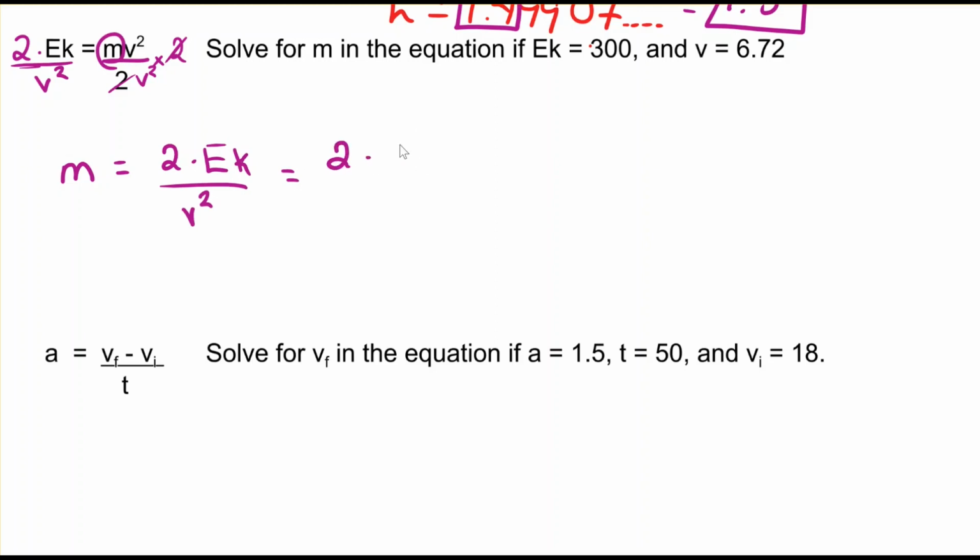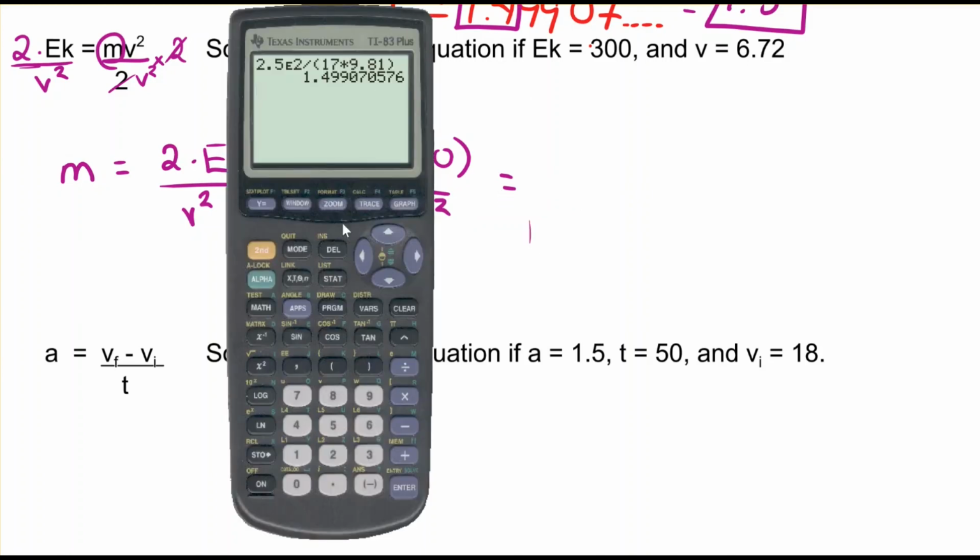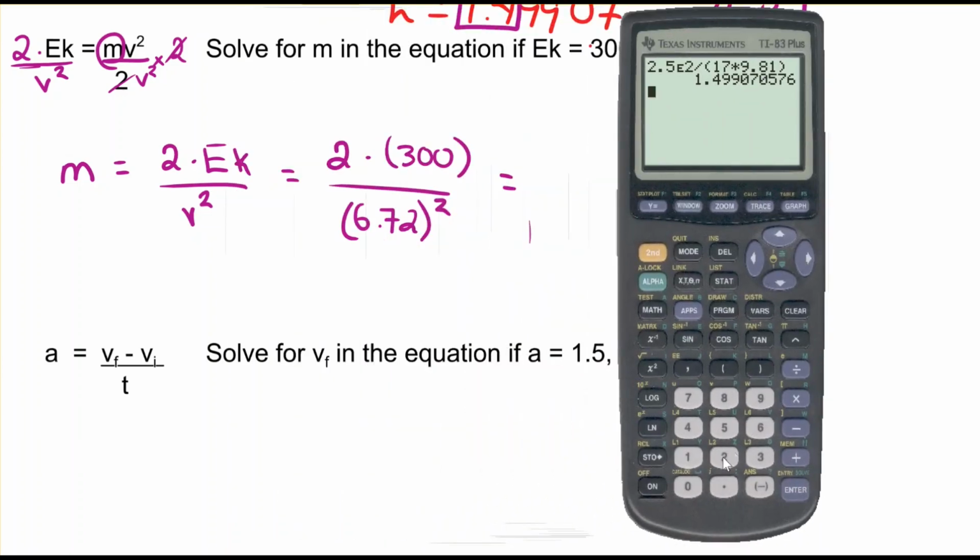So 2EK, we know what that is, that's 300. We know V is 6.72, and it's being squared. So let's go ahead and put this into our calculator. We've got 2 times 300, divided by 6.72 squared. Perfect. Okay, 13.2865 something.